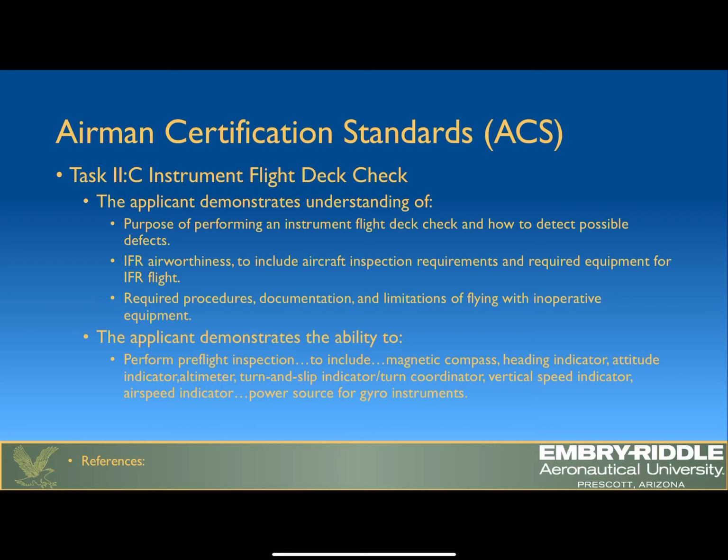The applicant demonstrates the ability to perform pre-flight inspection to include magnetic compass, heading indicator, attitude indicator, altimeter, turn slip indicator, turn coordinator, vertical speed indicator, airspeed indicator, power source for gyro instruments. So you have to demonstrate that pre-flight inspection. So if you've been working or you've progressed through your private pilot flight course, you're probably used to checking these instruments already to make sure that they're working.